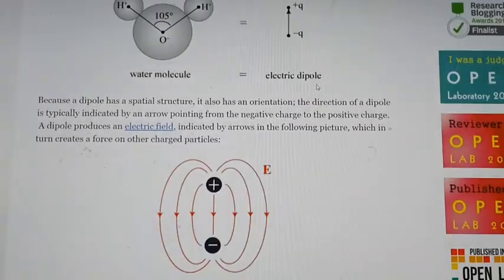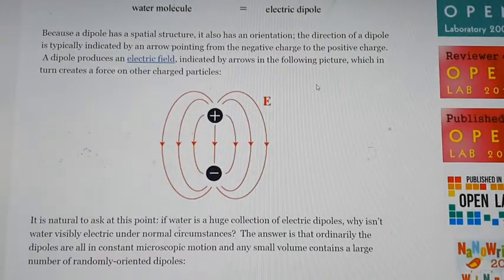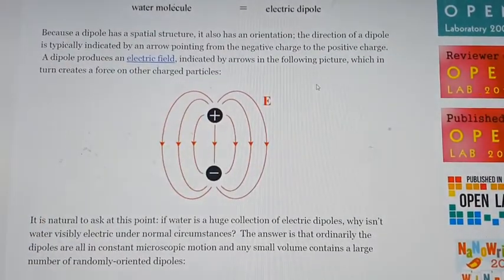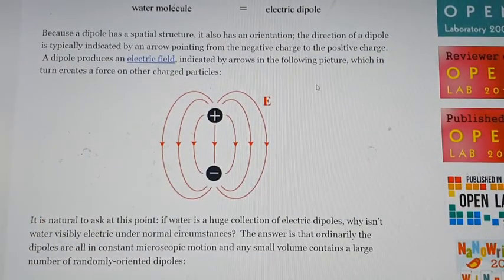Let's go down here. Because a dipole has a spatial structure, it also has an orientation. The direction of a dipole is typically indicated by an arrow pointing from, now it should say positive to negative, so it's from positive to negative. A dipole produces an electric field, indicated by arrows in the following picture, which in turn creates a force on other charged particles.